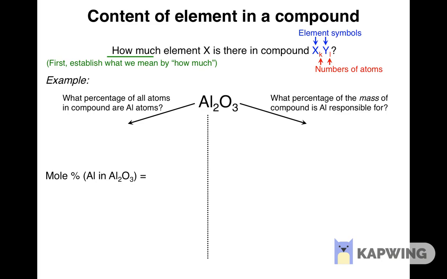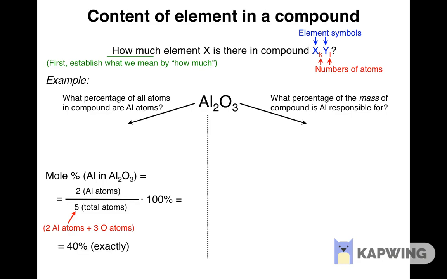Well, there are a total of 5 atoms in this unit, 2 aluminum and 3 oxygen. Therefore, the percentage of aluminum atoms is the number of aluminum atoms divided by the total number of atoms multiplied by 100%, so 2 over 5 multiplied by 100%, and that is 40%. In any sample of aluminum oxide, 40% of the atoms will be aluminum, and the remaining 60% of the atoms will be oxygen. Take, for instance, 1 mole of aluminum oxide.